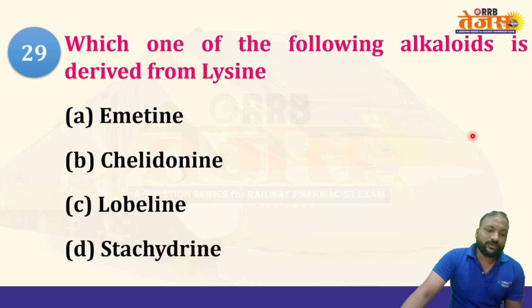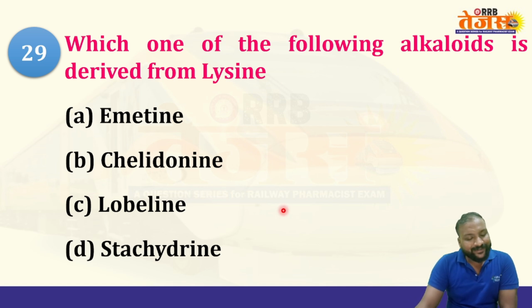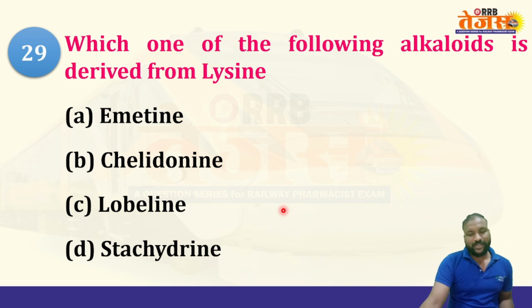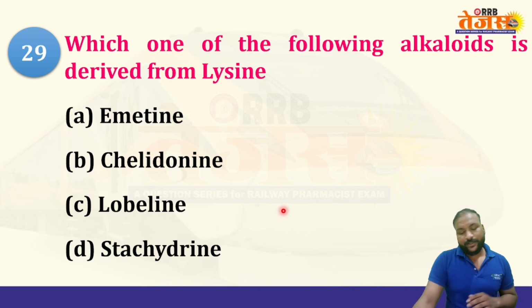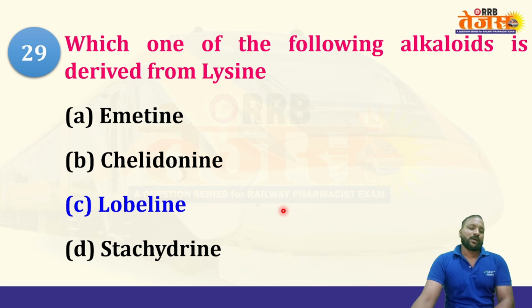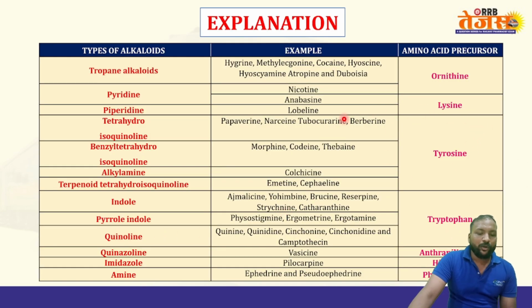And we're almost at the end of this session. Which one of the following alkaloids is derived from the lysine? Either it is emetine, chelidonine, lobeline, or stachydrine. So post your answers quickly. I'll go through with the slides. You need to post your answers. Yes. Option C, lobeline, is an alkaloid derived from the lysine. Here is the explanation. Lobeline from lysine. It is a piperidine alkaloid. Lysine, lobeline, piperidine.